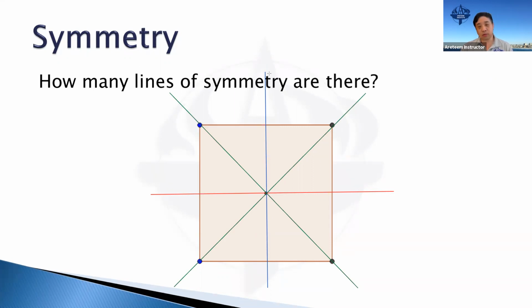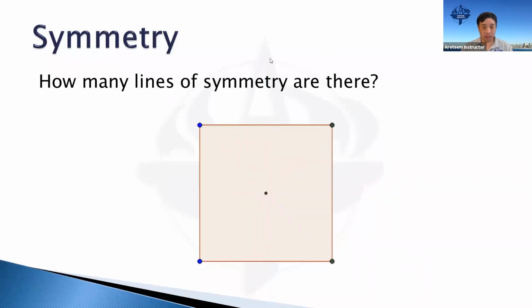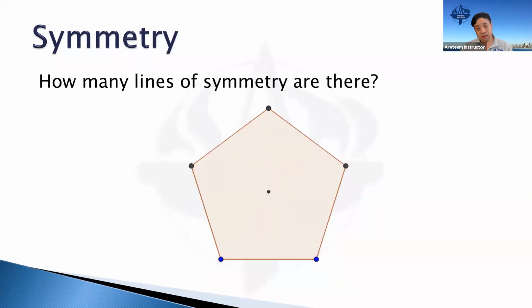That means we could flip in 4 different ways, and it's going to be the same as before. That's simple. Let me clear that, and let's look at the next one. A regular pentagon. How many lines of symmetry? 5. You guys sure it's 5? Okay, let's draw the 5.